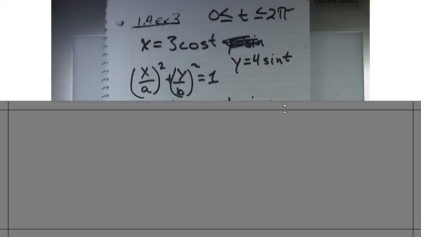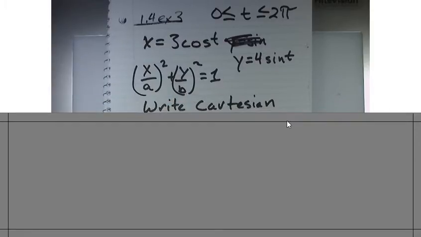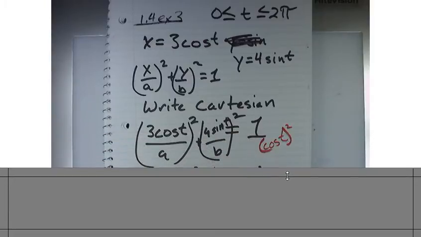So an ellipse looks something like this: (x over a) squared plus (y over b) squared equals 1. So now we're asked to write the Cartesian equation based on the parametric equations. I'm going to start by substituting the x and y with 3 cosine of t and 4 sine of t. Now again, we want to make this equal 1.